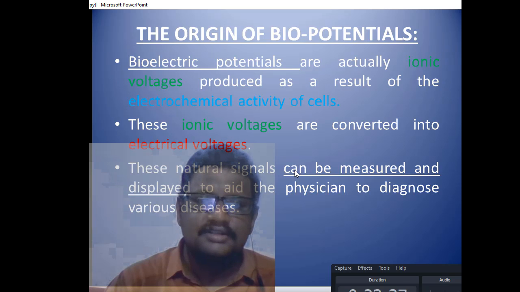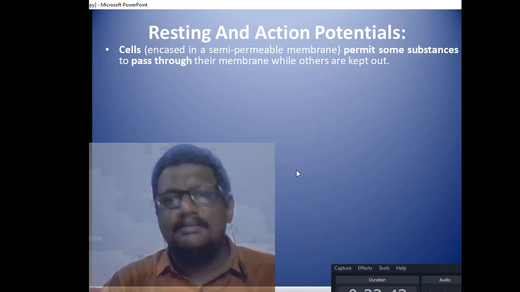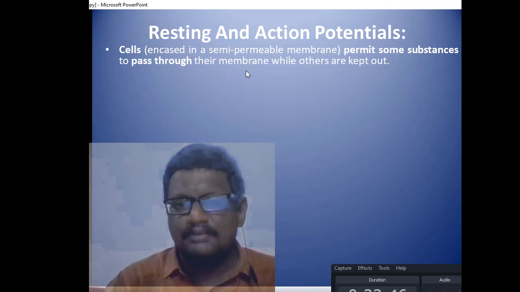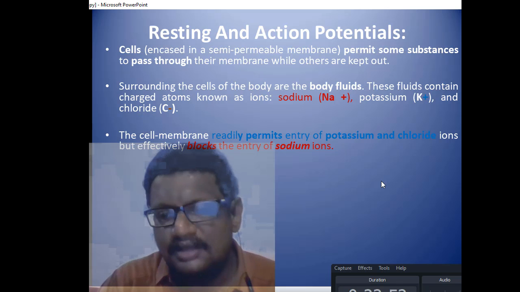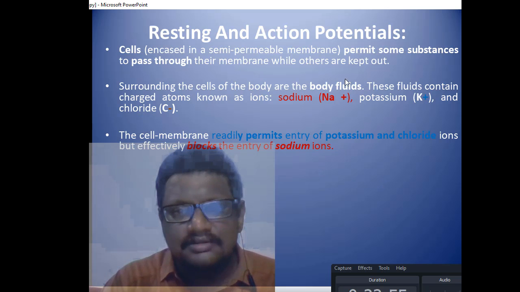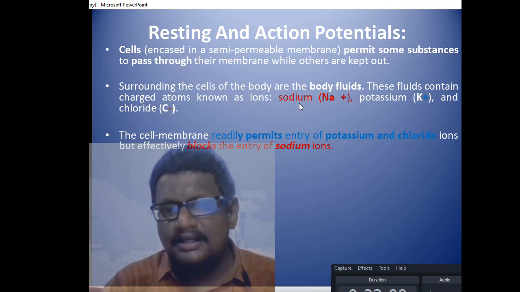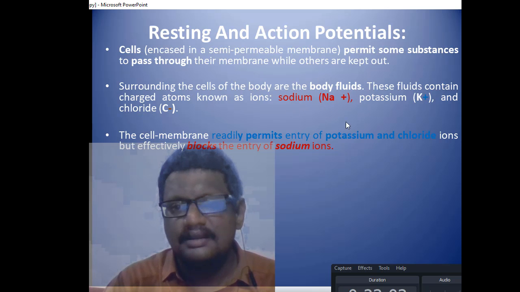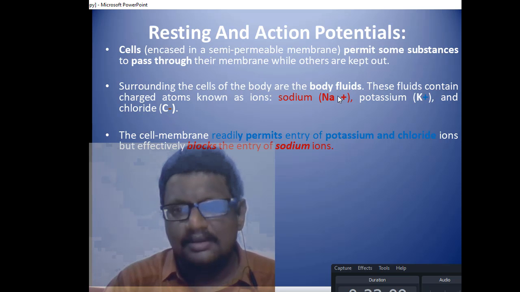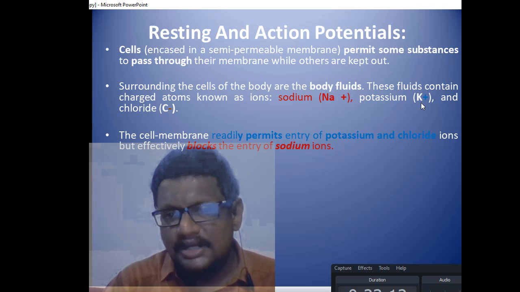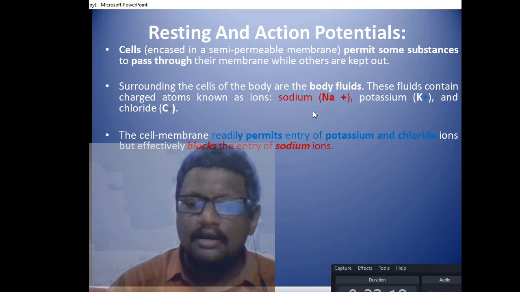First of all, what is resting potential by itself? We will see. Cells are encased in a semi-permeable membrane and permit only some substances to pass through the membrane while others are restricted outside. Rather than going into a very elaborate discussion, I can tell you very clearly: sodium ions are blocked outside the cell, whereas potassium ions and chloride ions are free to move inside and outside the cell. So sodium is positively charged, potassium is also positively charged, and chloride is negatively charged. The positively charged sodium ions are blocked outside the cell itself.